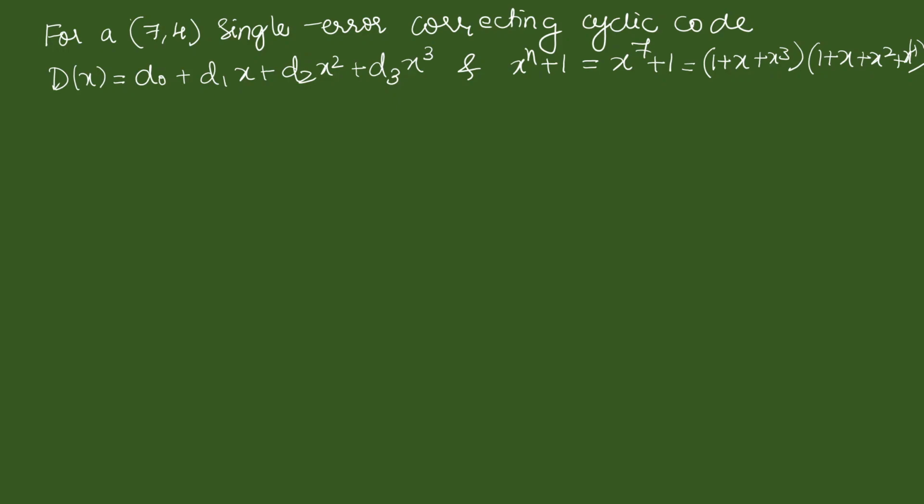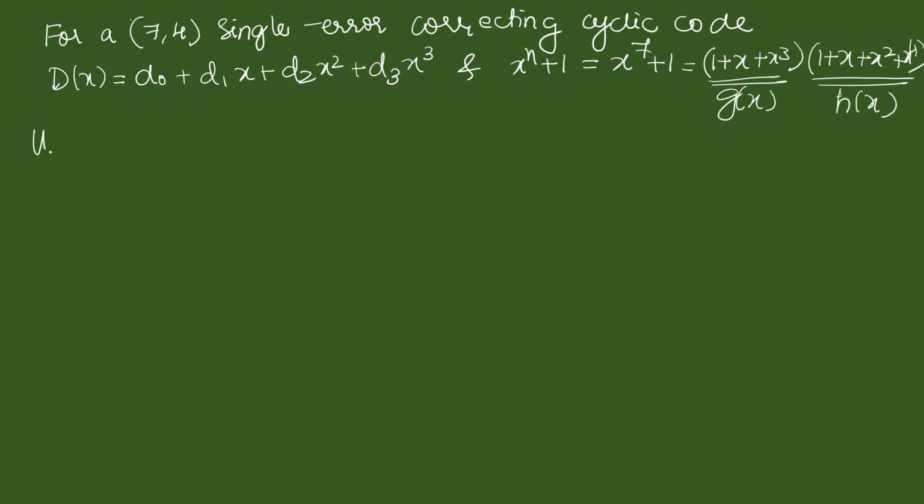That means it should be of the degree n minus k. So what is n? n is 7 and k is 4. So therefore 7 minus 4 is 3. So the first polynomial is your g of x. The next k degree polynomial is your h of x.